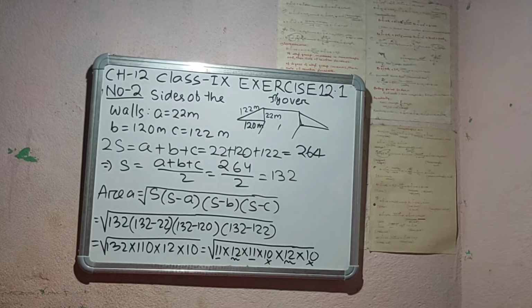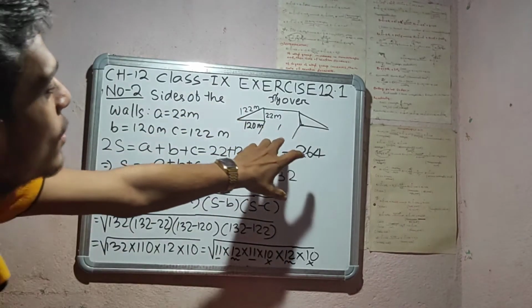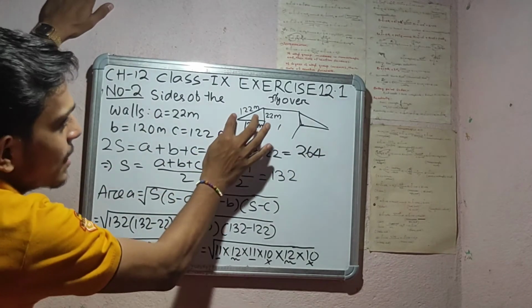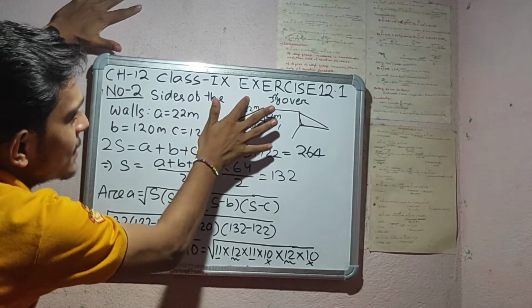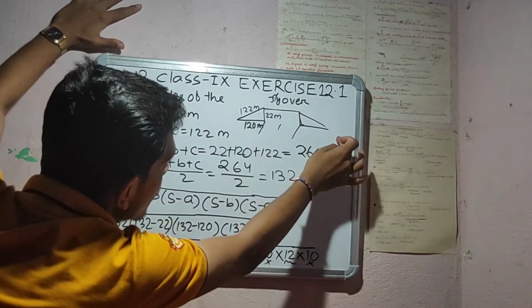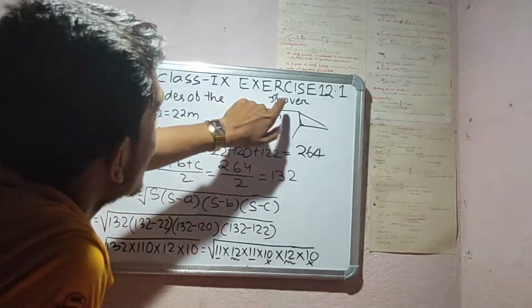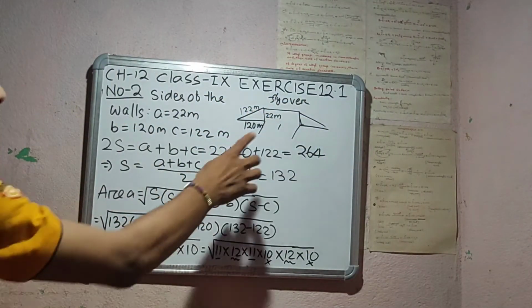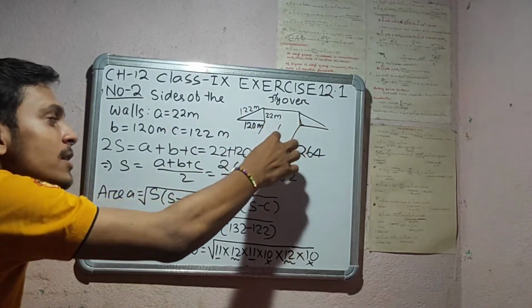So this is the solution of question number 2. Given are the sides of the walls. This is the figure, a flyover. You can go up, this is the upper limit, and then come down. This is the road below, on the below side of the flyover.